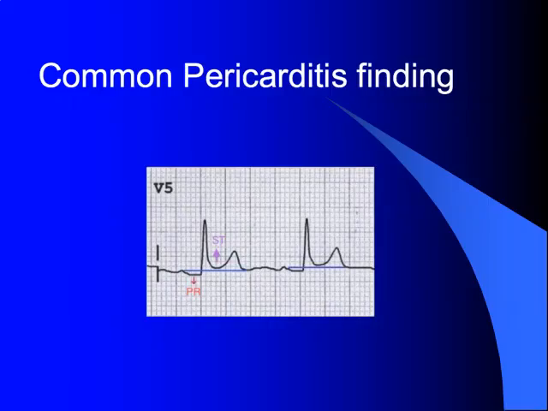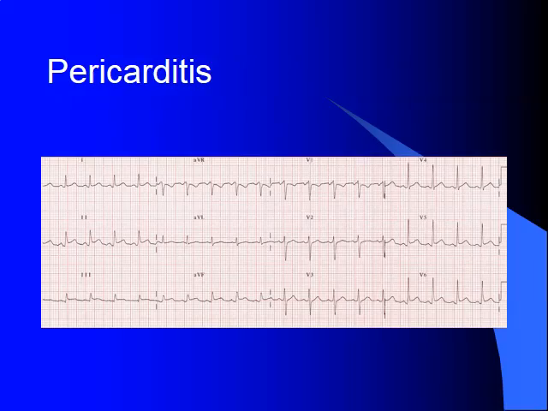Here's a common pericarditis finding. Note the PR depression at the beginning of the complexes there, very indicative of pericarditis, and you do have some modest elevation. So look where your isoelectric line actually runs through. You see the PR segment is depressed, and you have a modest ST elevation. Here's a full-scale example of that.